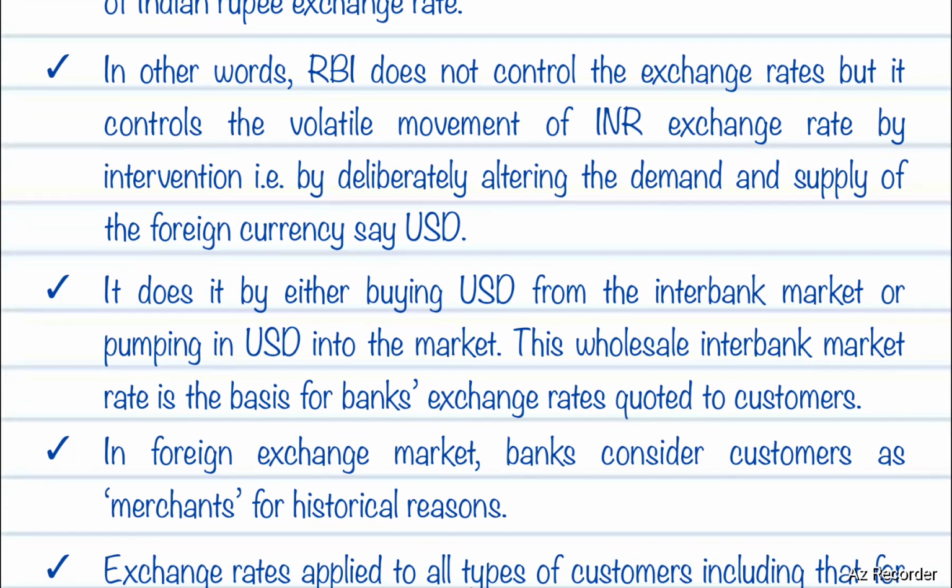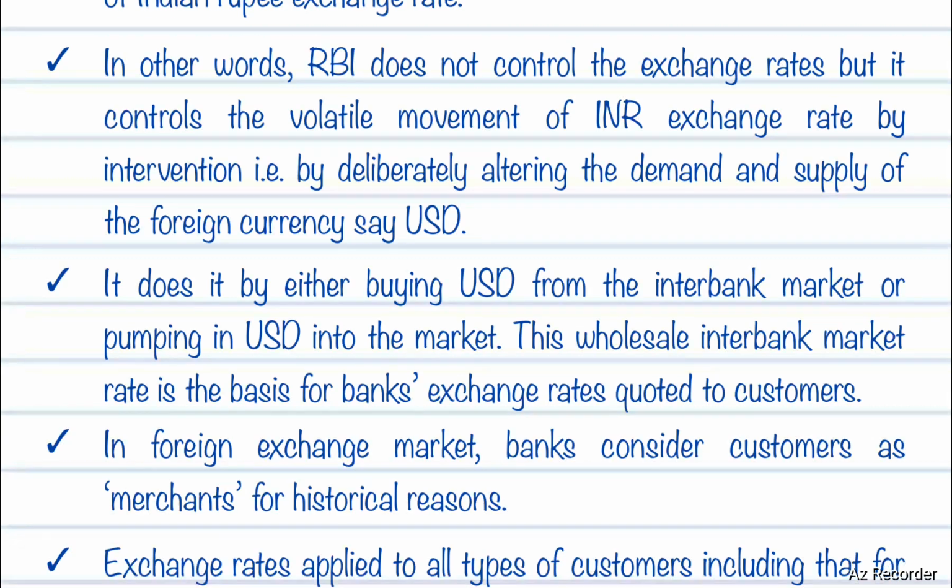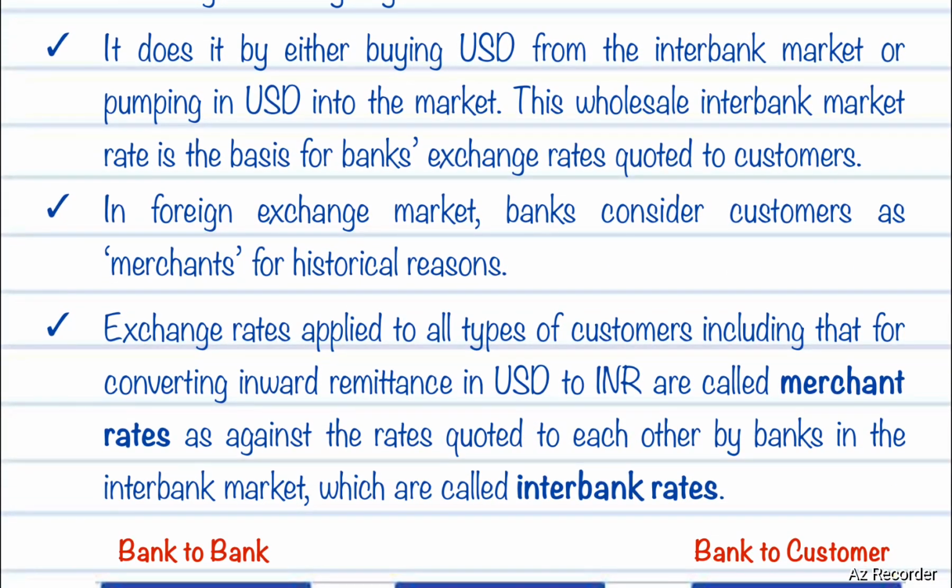In other words, RBI does not control the exchange rates, but it controls the volatile movement of the INR exchange rate by intervention, that is by deliberately altering the demand and supply of foreign currency, say USD, US dollars. It does it by either buying USD from the interbank market or pumping USD into the market. This wholesale interbank market rate is the basis for banks' exchange rates quoted to the customers.